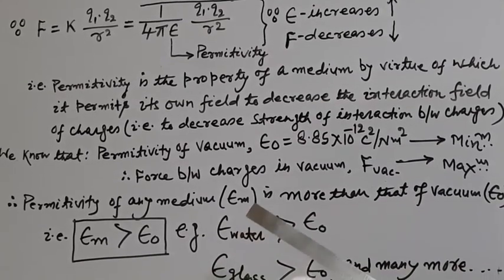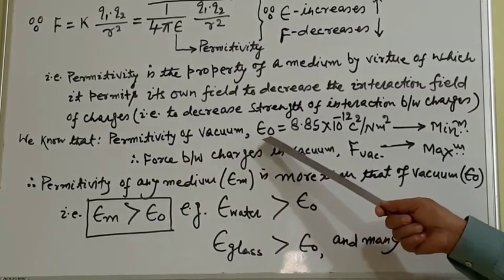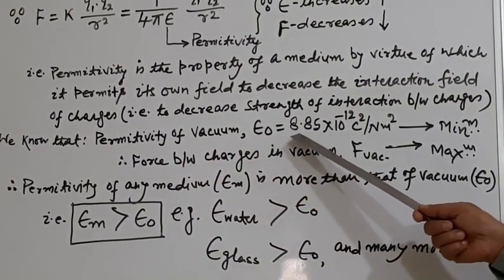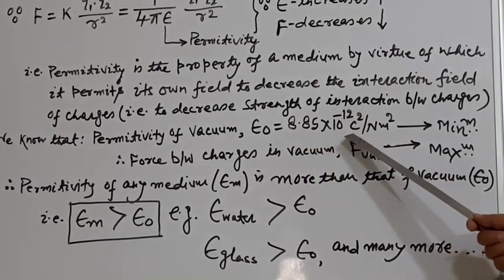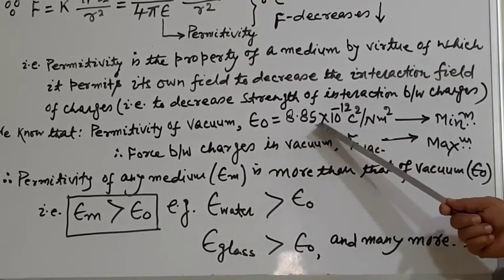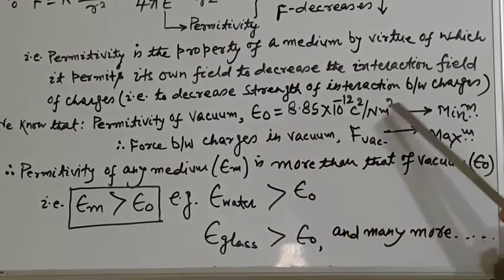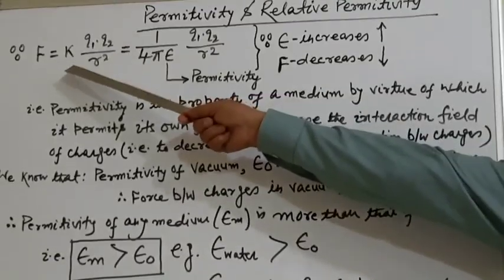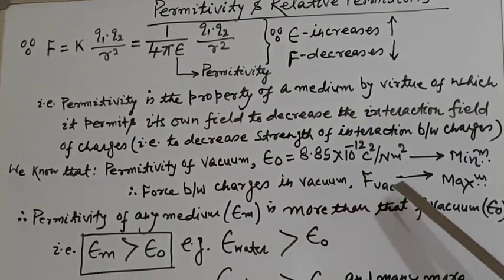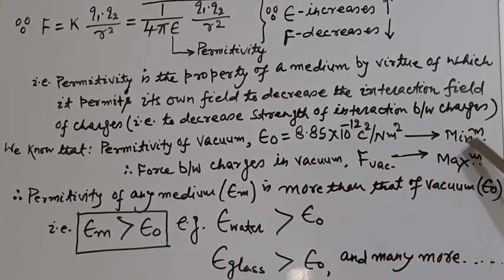It is also known that the value of permittivity in vacuum, which is denoted by epsilon naught, is given by 8.85 times 10 to the power minus 12 Coulomb square per Newton meter square, and this value is the minimum value. If this value is the minimum, then when the charges are placed in vacuum, with the help of this equation, the force in vacuum will be maximum because epsilon naught is minimum.